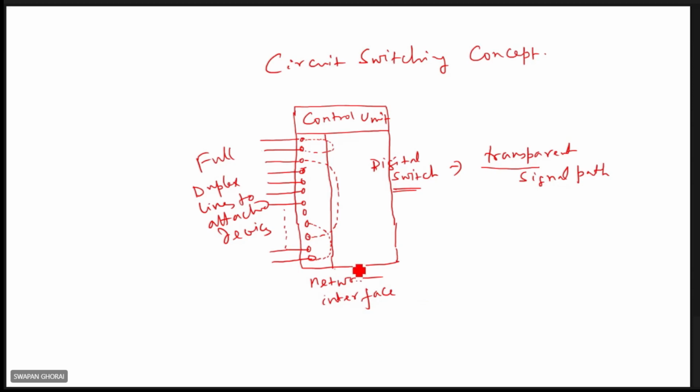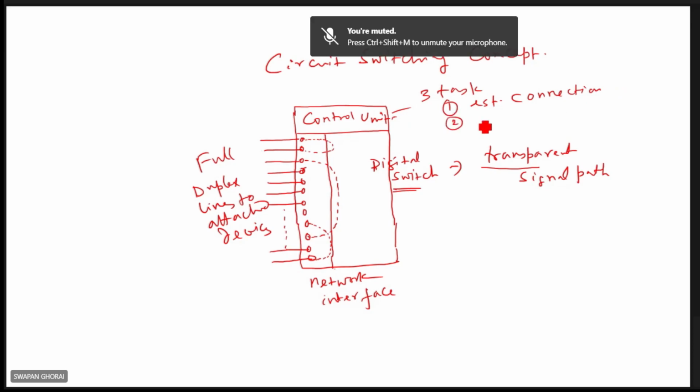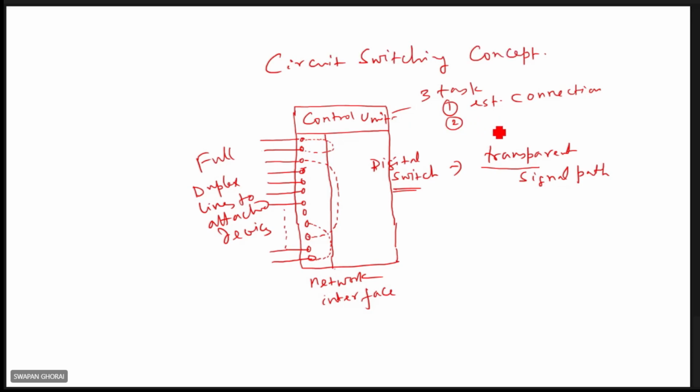And what is the function of this? The control element, the control unit. The control unit performs three functions. Three tasks are there. First, it establishes the connections on demand, as per requirement. Second, it must maintain the connections.